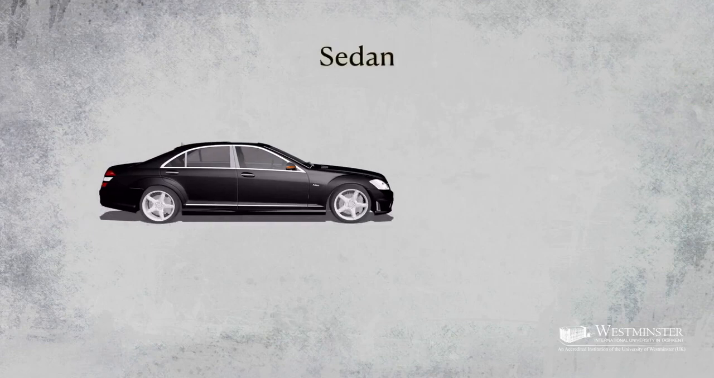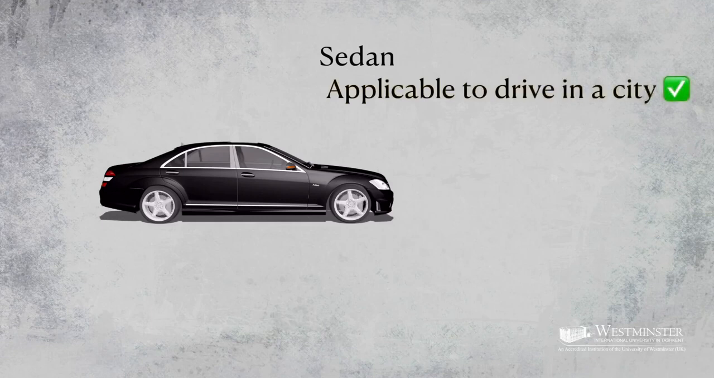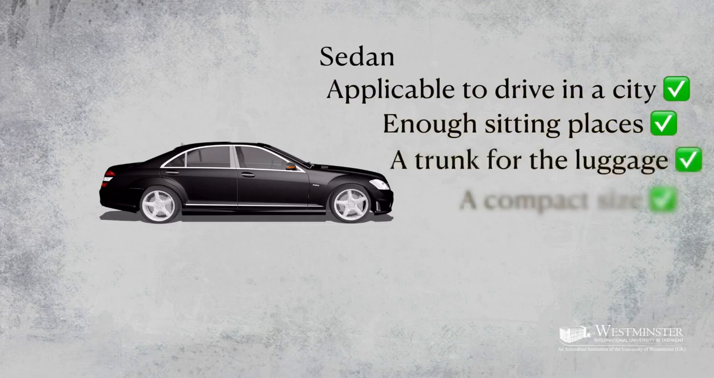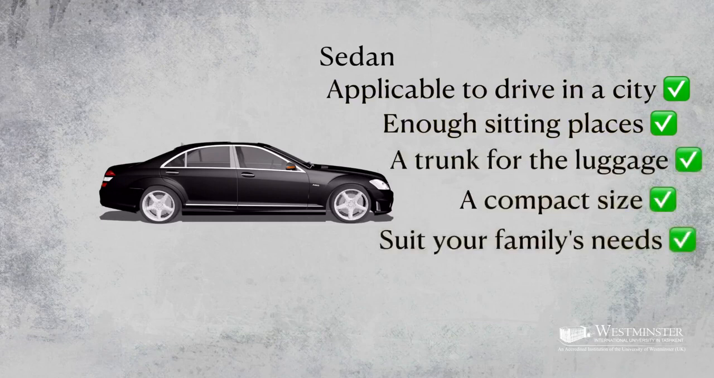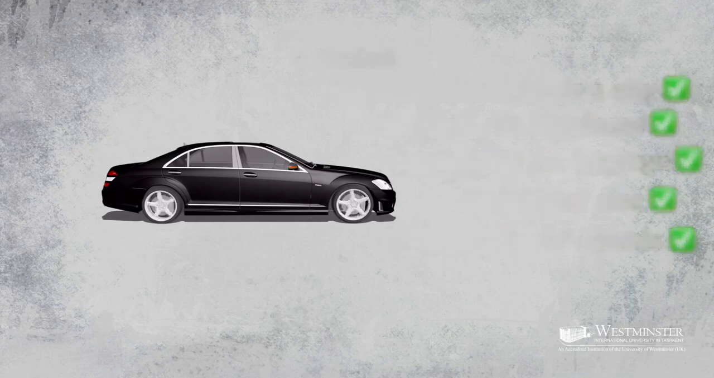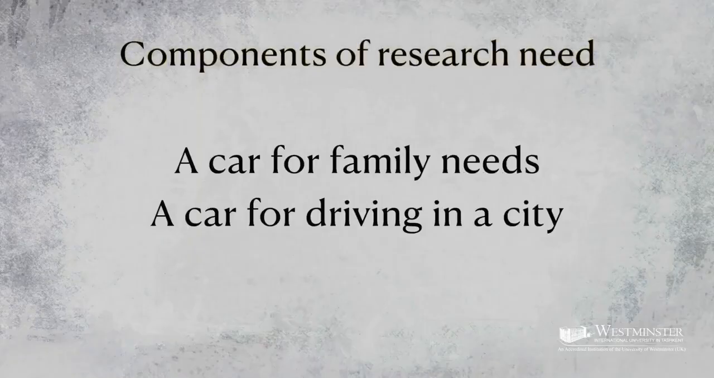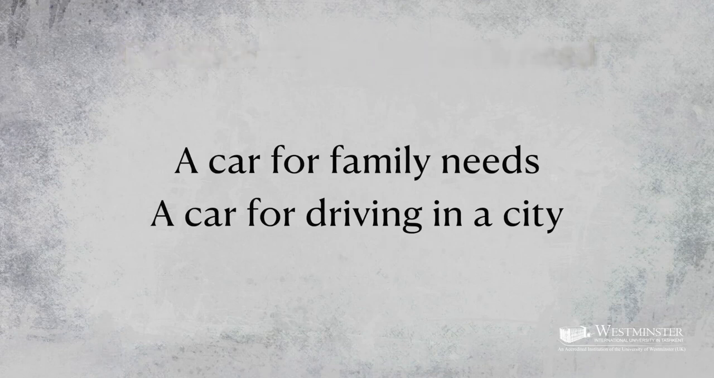Here, the sedan will be the most relevant vehicle because it fits your family demands, and this type of vehicle is applicable to driving in a city. The sedan has enough sitting places, a trunk for the luggage, and a compact size, which are the main factors that suit your family needs and driving in a city. Therefore, while searching for information, you should also take into account that both components of your research needs should be met in your search results.